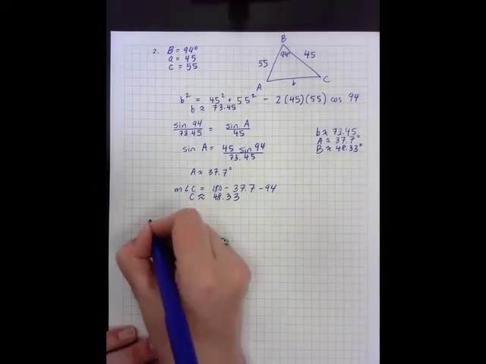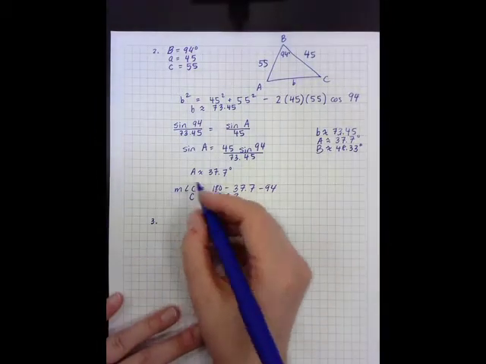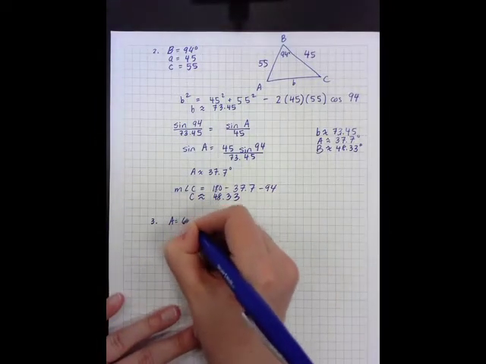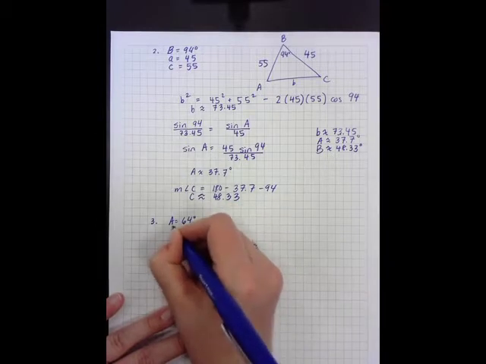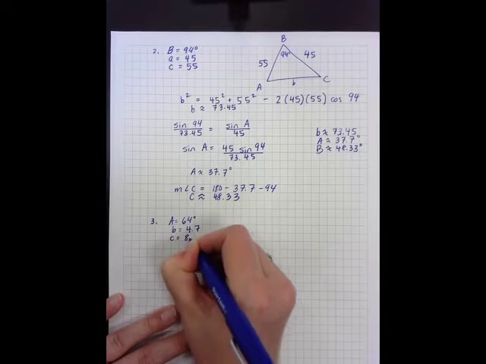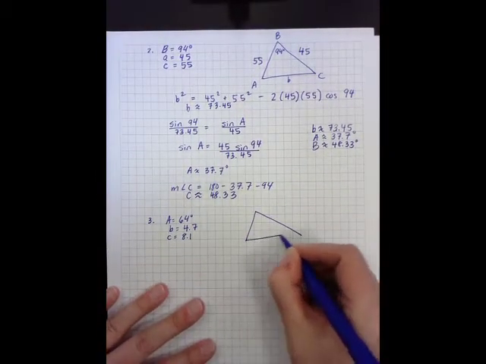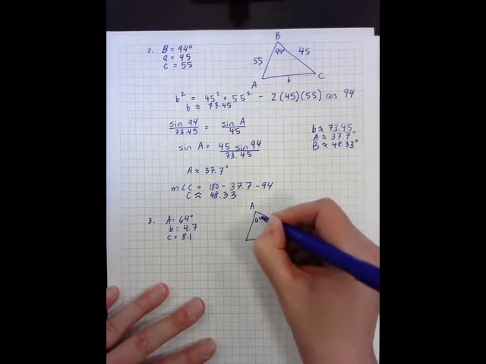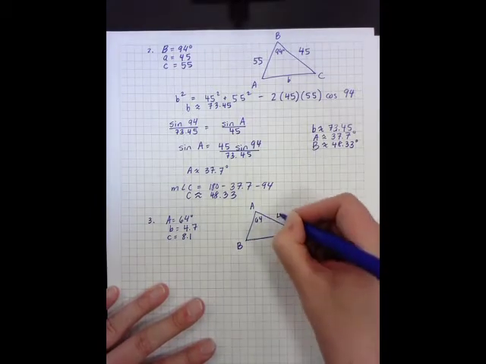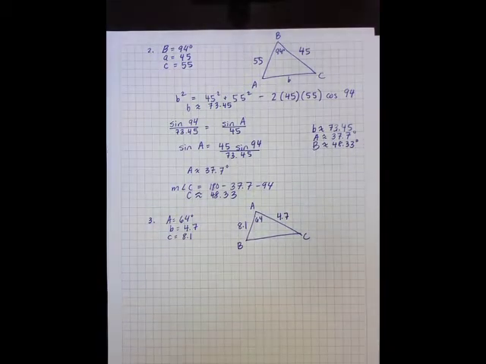Okay, and my last example is when A is 64 degrees, B is 4.7, and C is 8.1. I draw a little sketch here. A is 64, B, side C. Okay, so I can start by using law of sines here.